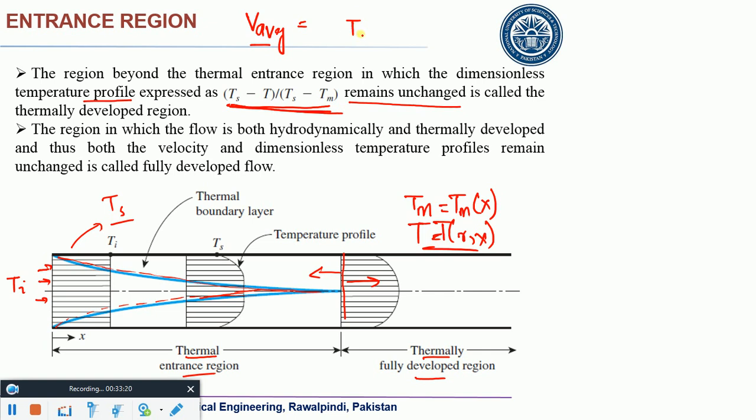So this thing, Ts minus T over Ts minus Tm, would not be a function of X, in what region? Thermally fully developed region, right? So remember that these are very important points to understand. The region in which the flow is both hydrodynamically and thermally developed, and thus both the velocity and dimensionless temperature profiles remain unchanged, is called fully developed flow.